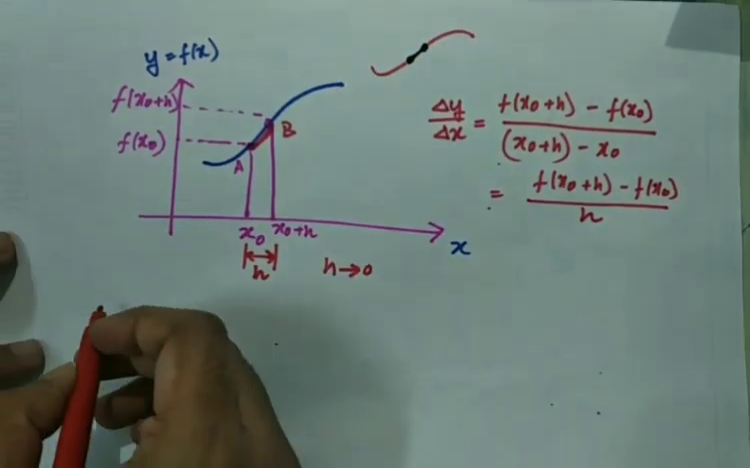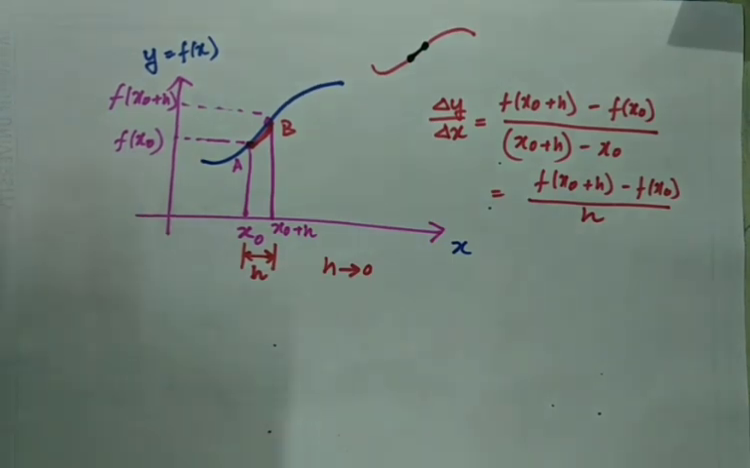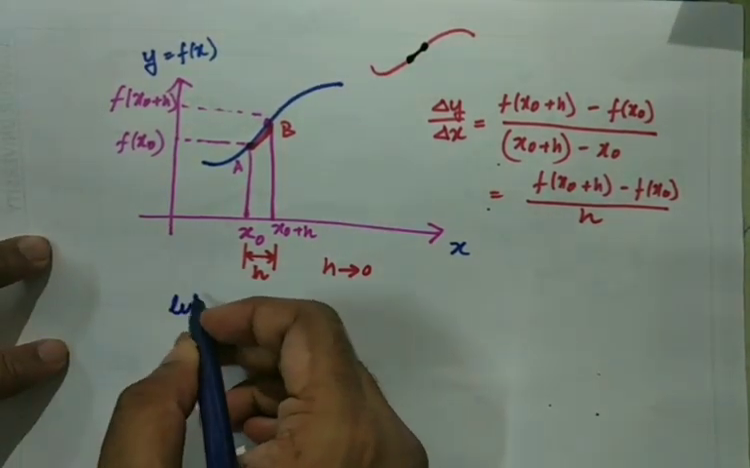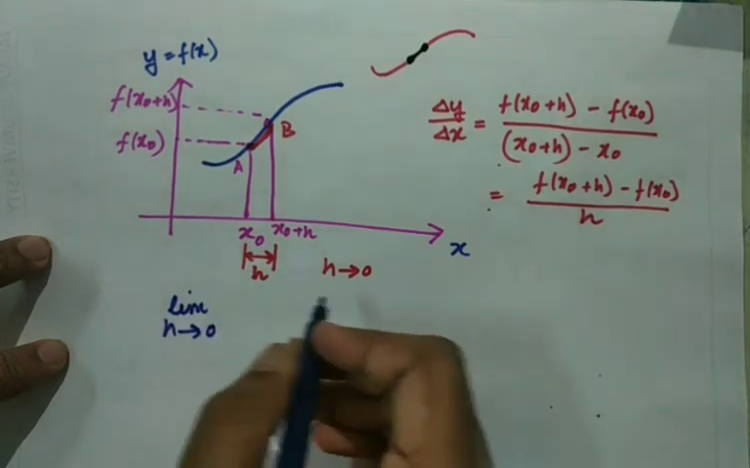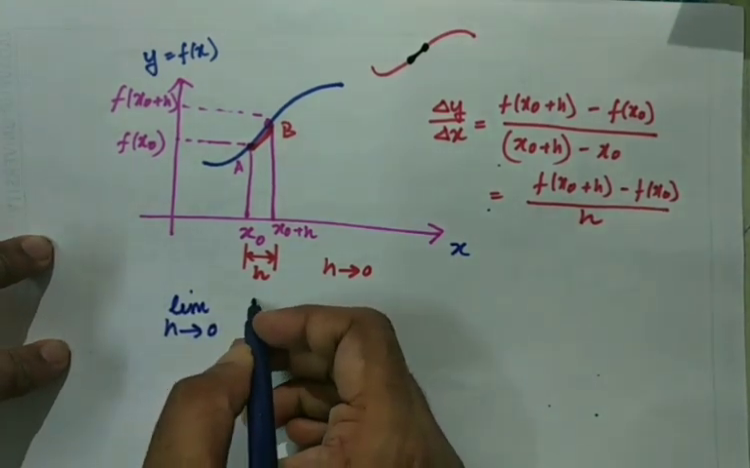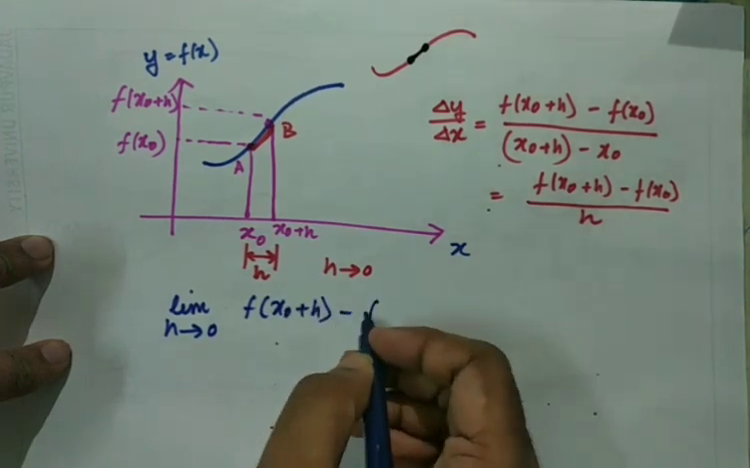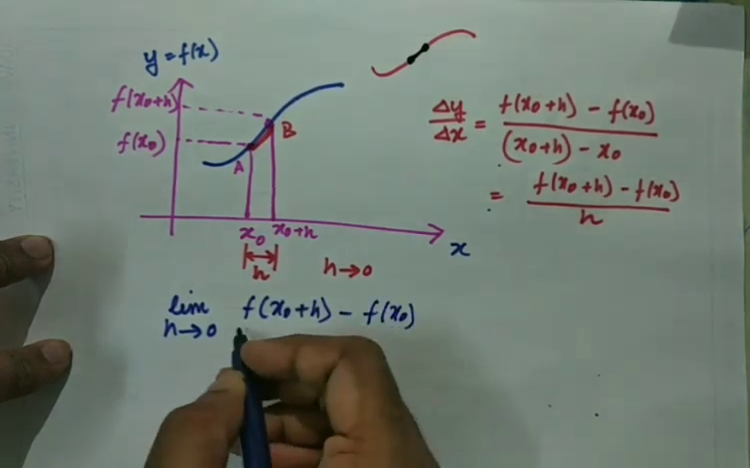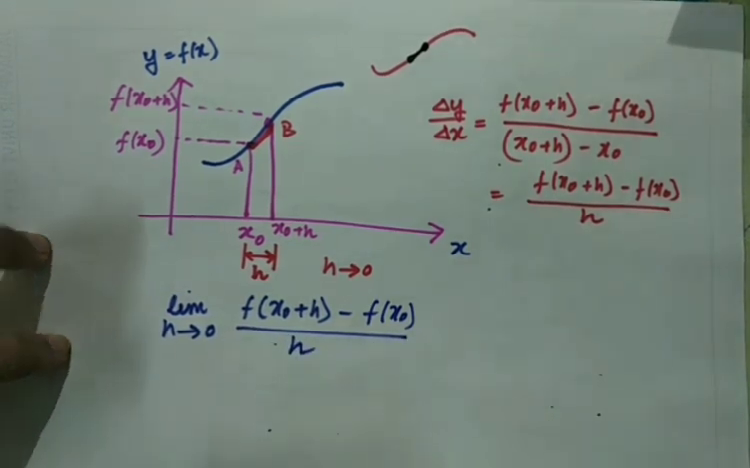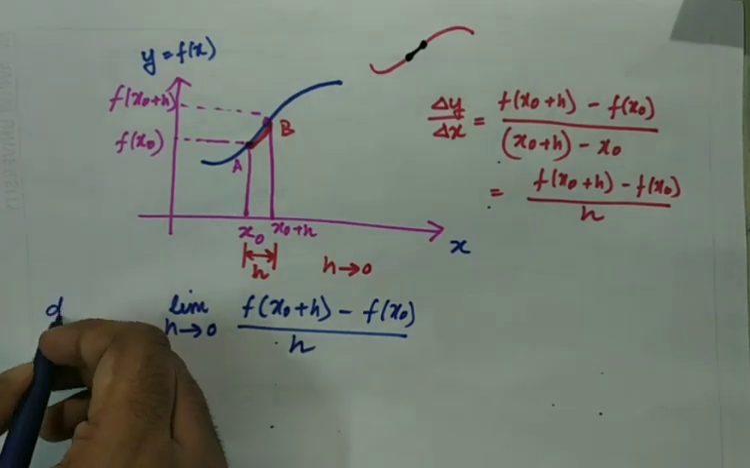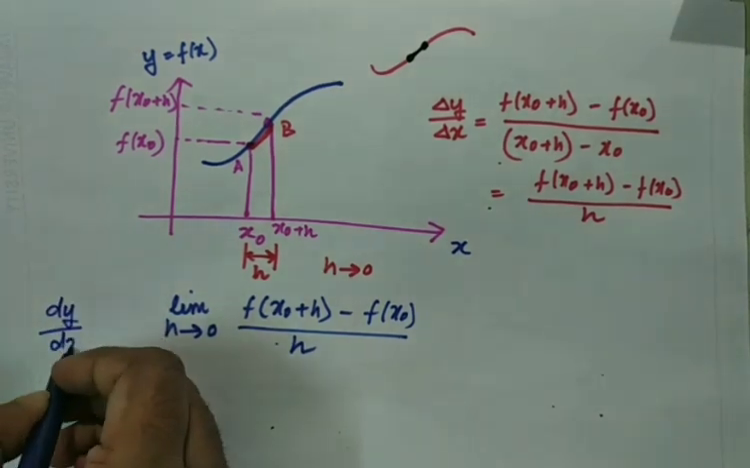So this is a special case that will be limit h tends to 0, f of x naught plus h minus f of x naught divided by h. That is dy by dx.